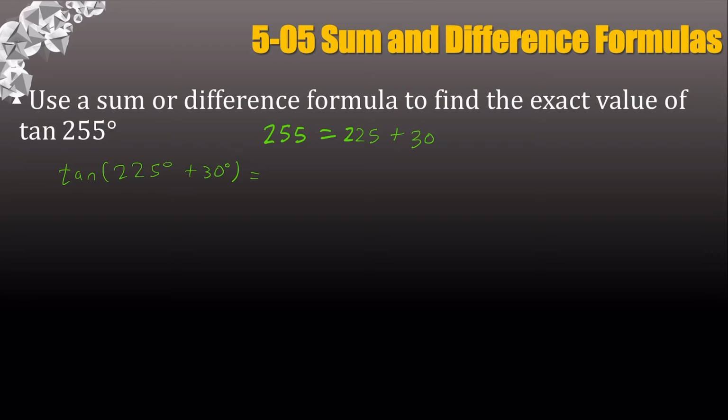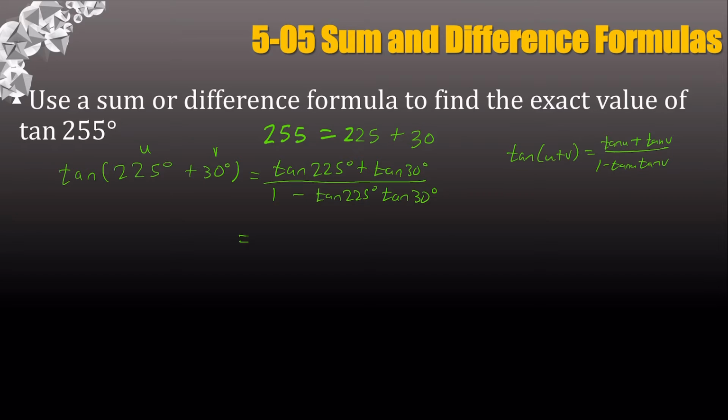The sum formula is tangent of u plus v is the tangent of u plus the tangent of v over 1 minus tangent u tangent v. All right, so u is the 225, v is the 30. So it'll be tangent of 225 plus the tangent of 30, all divided by 1 minus the tangent of 225 times the tangent of 30.